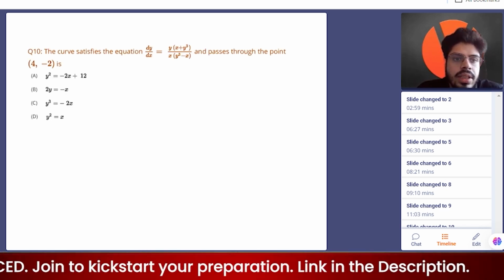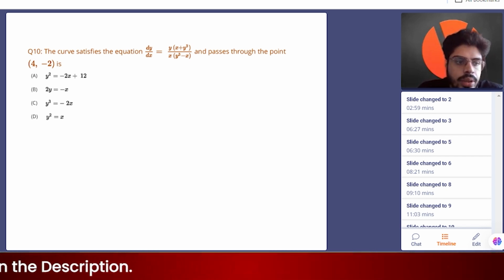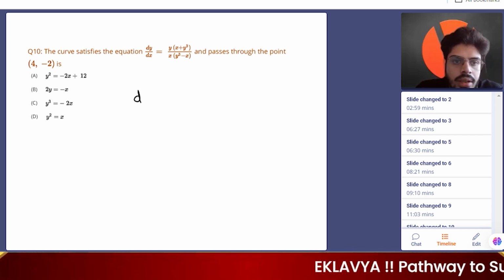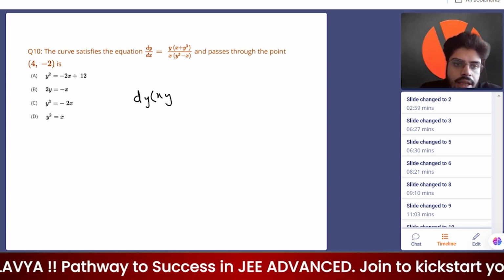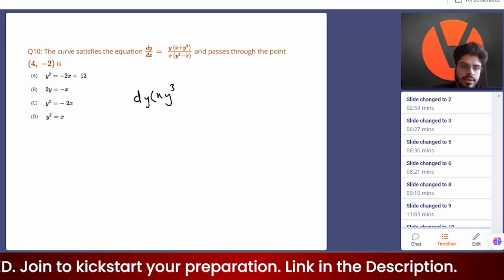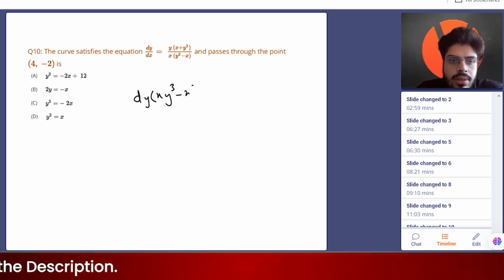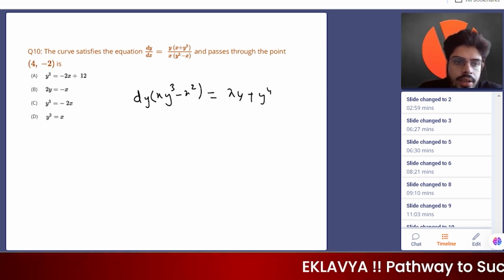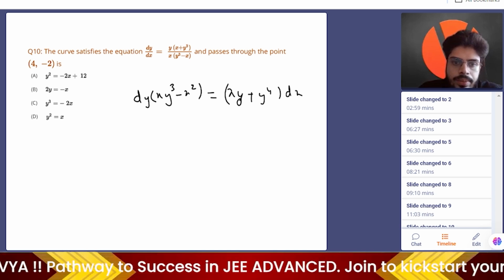Okay, the curve satisfies the equation dy by dx and passes through this point. So carefully let us start this one. I'll cross multiply: dy, x y cube minus x dy, right? Dy minus x square, maybe, yes, x is equal to xy plus y power 4 into dx.